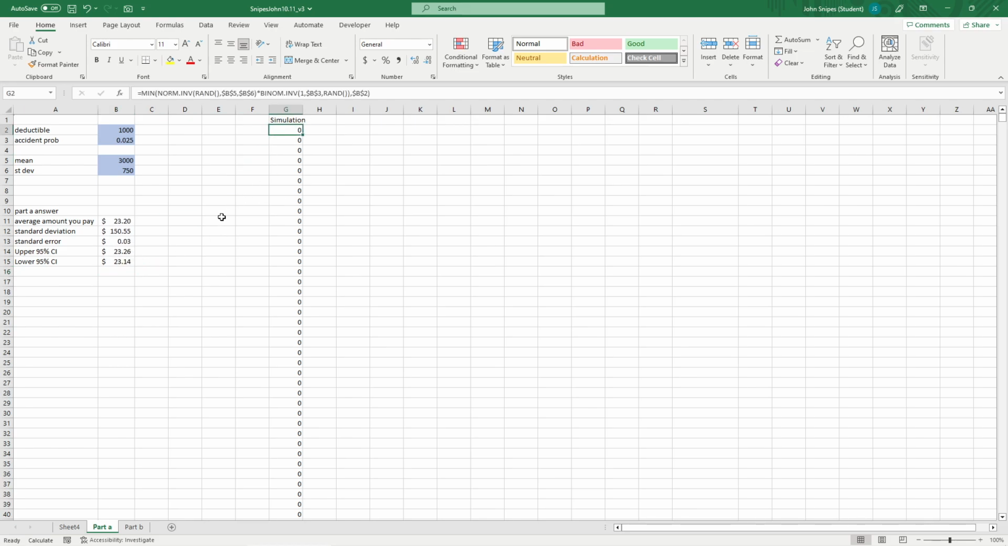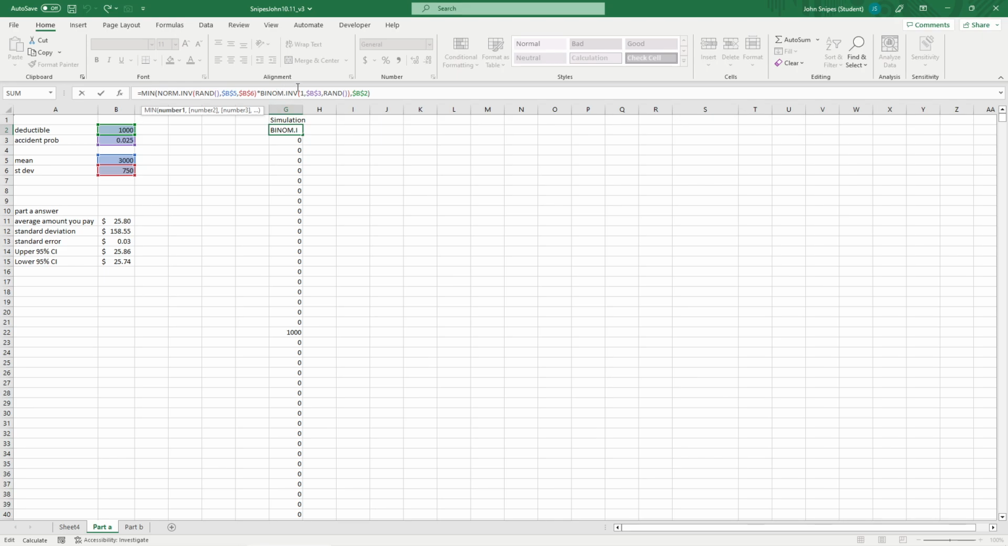The simulation portion of this, it's kind of broken down into three chunks. The first thing you're doing is creating a random number, and you're using the normal inverse function, using a normal curve with a mean of 3,000 and a standard deviation of 750. That's going to give you the amount of damages you have if you're in an accident.